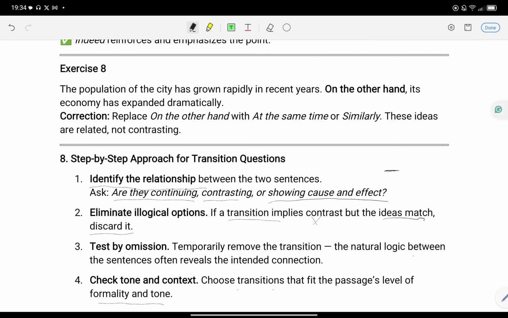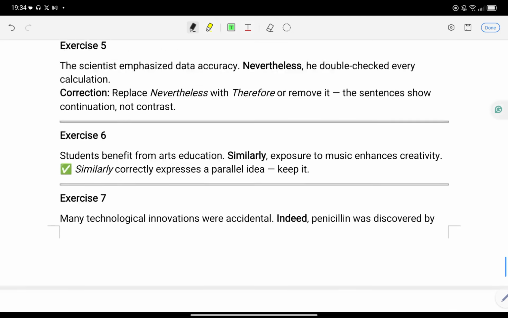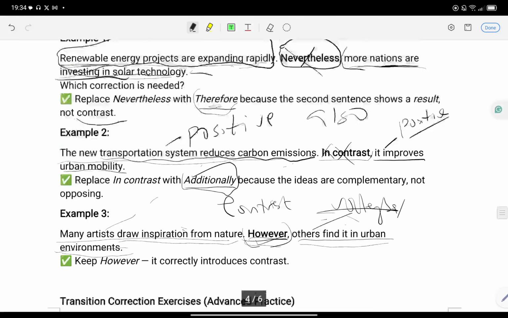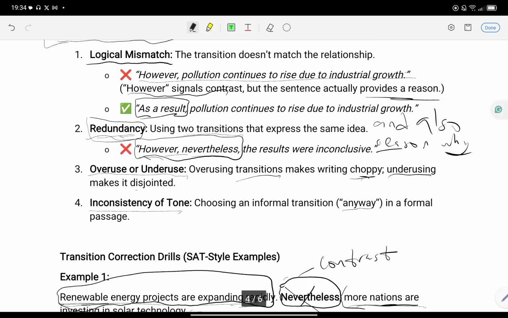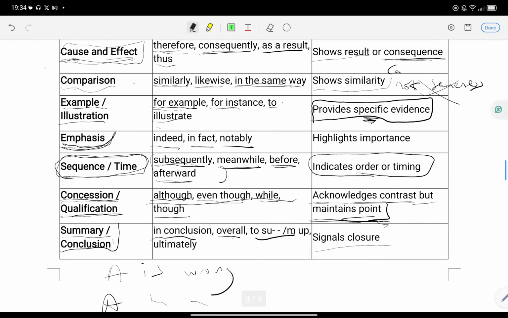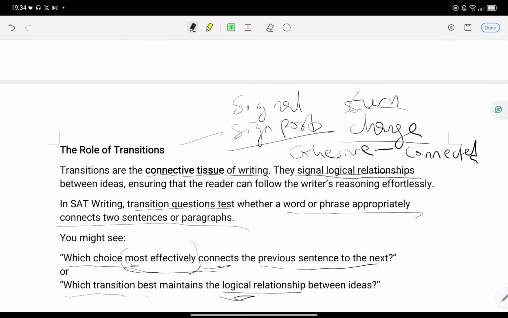So that's it. On that note, we've come to the end of conclusion and transition. Remember to apply this knowledge to questions that deal with conclusion and questions that deal with transition.